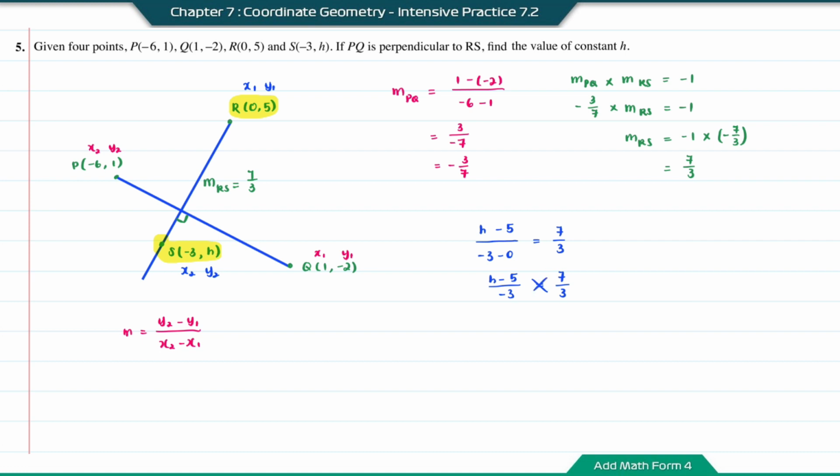So using the cross multiplication method, 3 times h minus 5 is equal to negative 3 times 7. So 3h minus 15 is equal to negative 21. So 3h is equal to negative 21 plus 15, which is equal to negative 6. Then h is equal to negative 6 divided by 3, which is equal to negative 2.